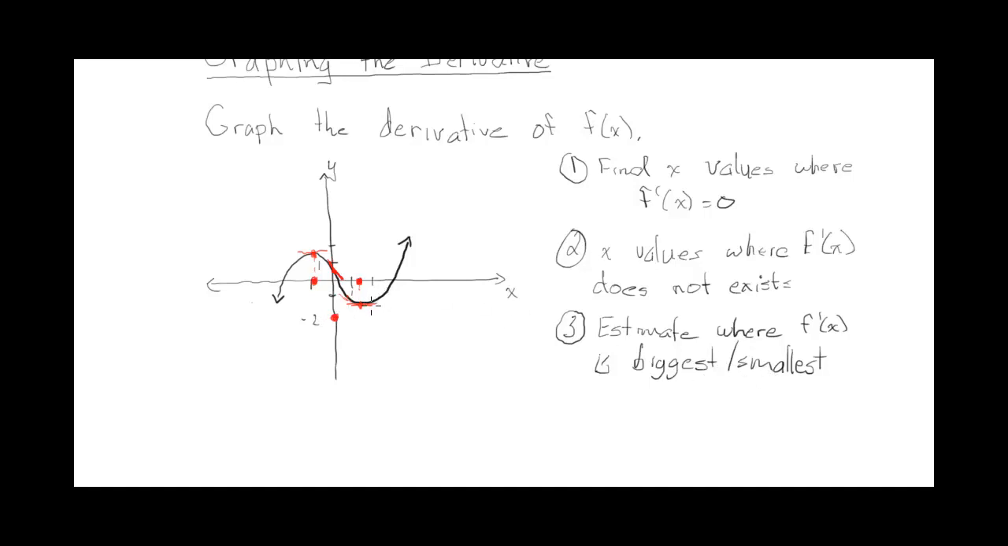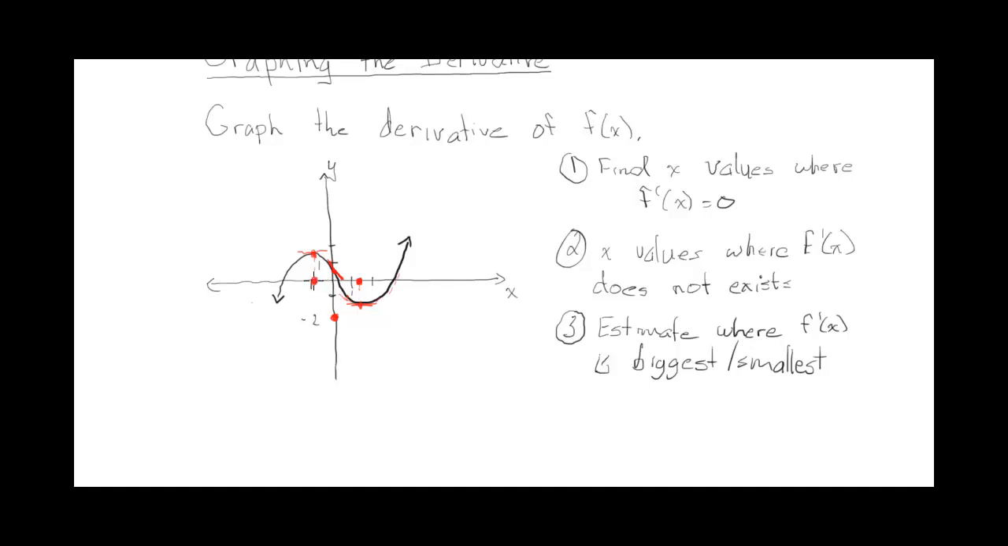Now for the biggest, there actually won't be a biggest, because on this portion of the graph over here, the tangent's positive, but it's getting more and more positive. It's getting steeper and steeper as you go. That means the slope of the tangent is getting bigger and bigger. And the same thing on this side, it's getting more and more positive as you go down. So there wouldn't be a biggest or smallest on that interval.